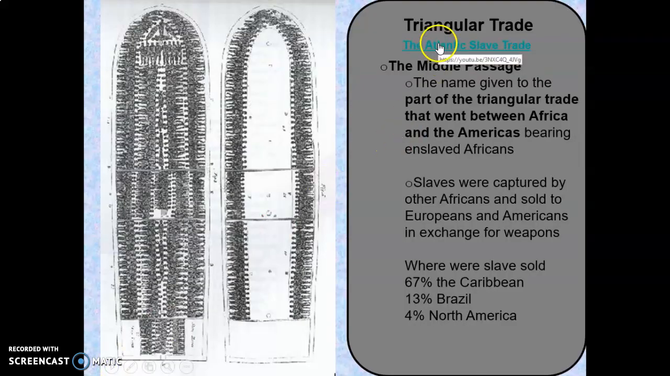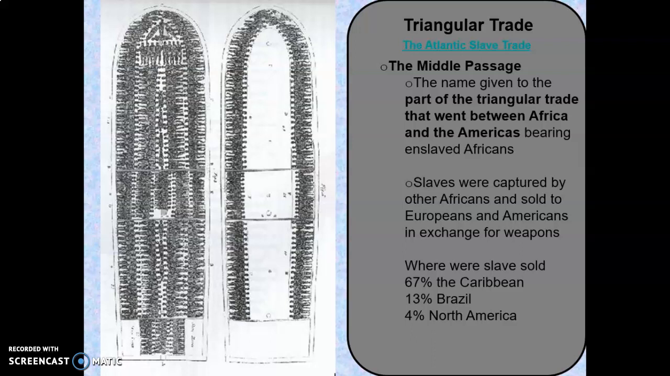So this up here tells you a little bit about the slave trade if you want to watch it. But the Middle Passage is the name given to a particular part of the triangular trade that went between Africa and the Americas, bearing the enslaved Africans. Keep in mind, these trade ships were also slavers. They just converted the merchant ships into slave ships. They would have all the equipment on board to do that. Slaves were captured by other Africans and sold to Europeans in exchange for weapons.